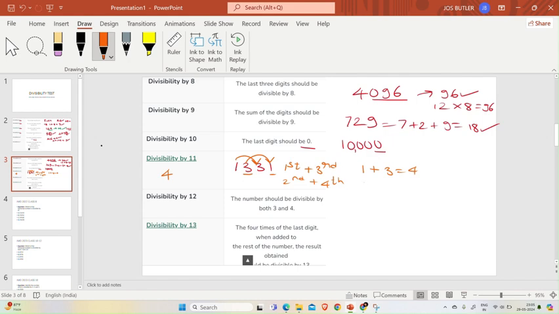It will give you 3 plus 1 is equal to 4, and subtract both of them. Subtract the result. 4 minus 4 is equal to 0. If the result is 0, then the number is divisible by 11.